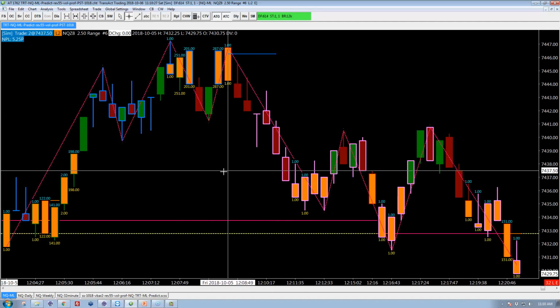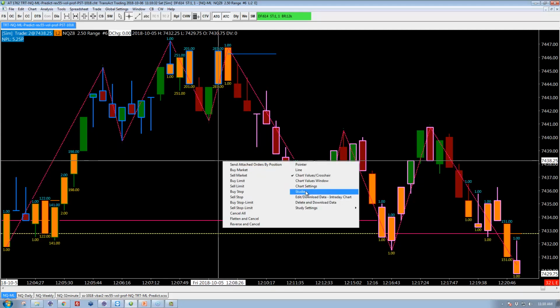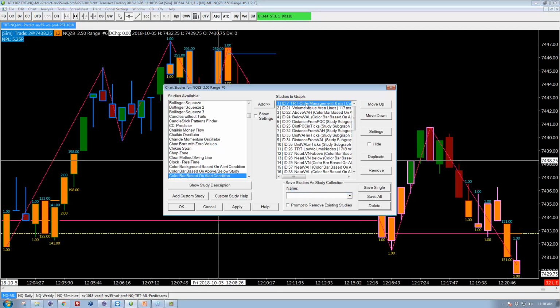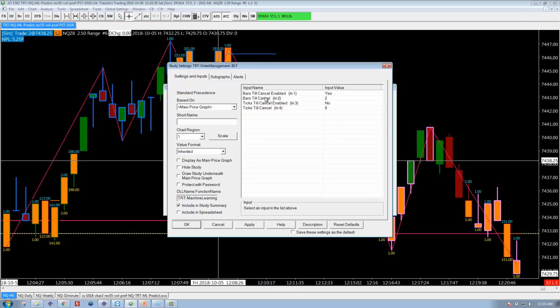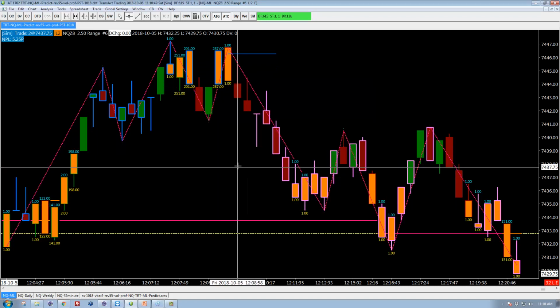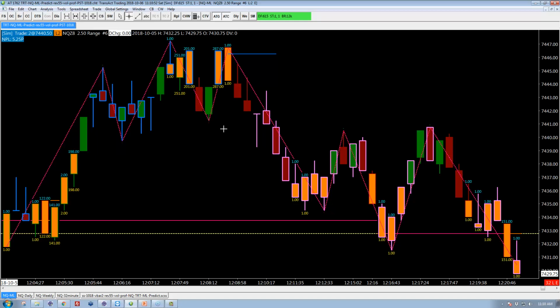The mechanism in place that manages that had to be written in a custom study to get it to work, and that custom study is called TRT order management. It's right up here. In TRT order management, just look at the top two. It says bars till canceled, enabled, yes or no, and then how many bars. What this means is that if I place the order on this bar, it's actually this bar. If I'm not filled within 2 more bars, cancel the order. So that's 1, 2, and then cancel. That seems all very logical, right?